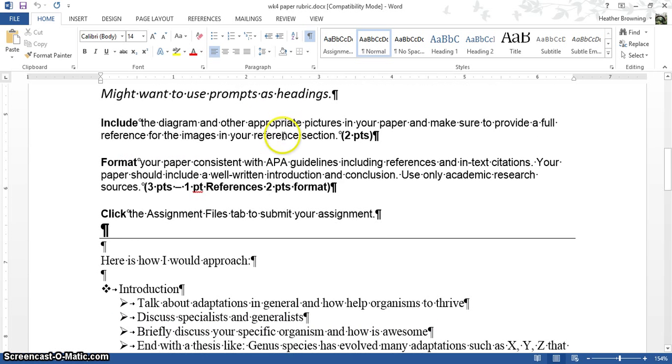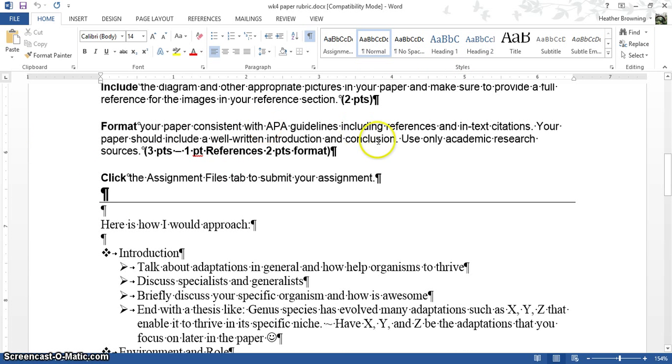Include the diagram, which we've said like 3 times now. Can you tell what people forget to include? The diagram. And format your paper consistent with APA guidelines, references, in-text citations, an introduction, a conclusion, and academic research sources, so .edu, .org.